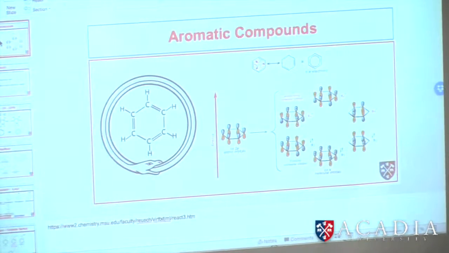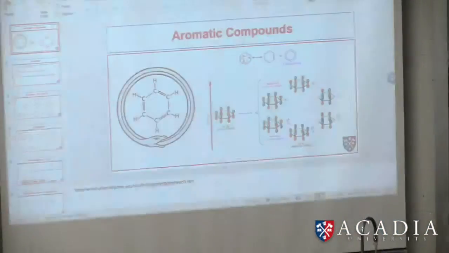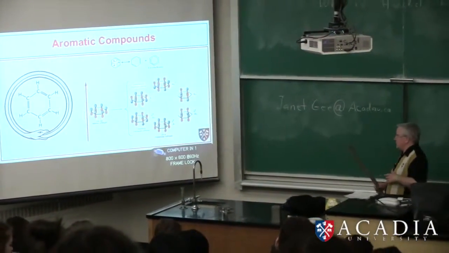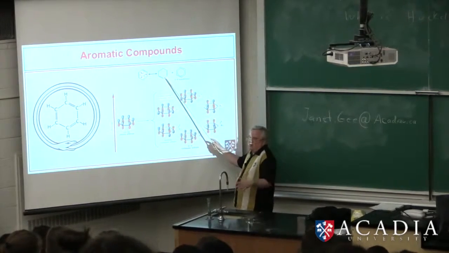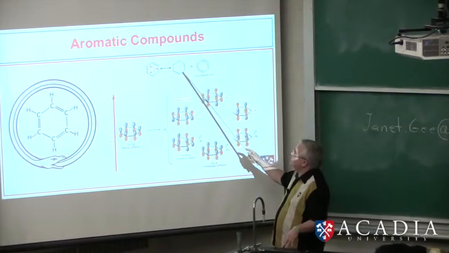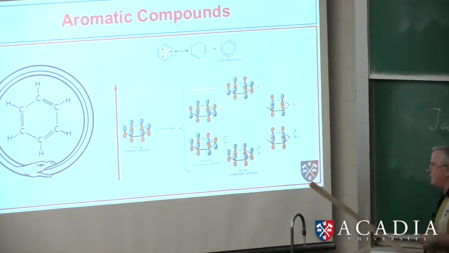The next chapter is aromatic compounds. So mostly what we'll be talking about at first is just benzene. You guys are used to seeing benzene. Benzene we could think of as a cyclohexatriene, but it doesn't behave like a cyclohexatriene. We're going to learn about that.